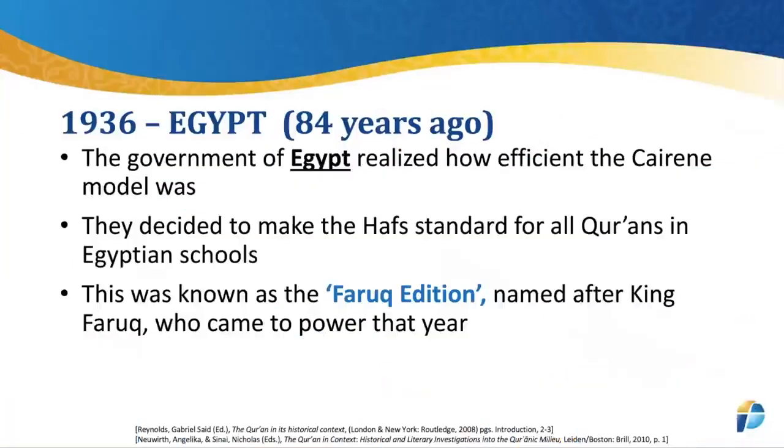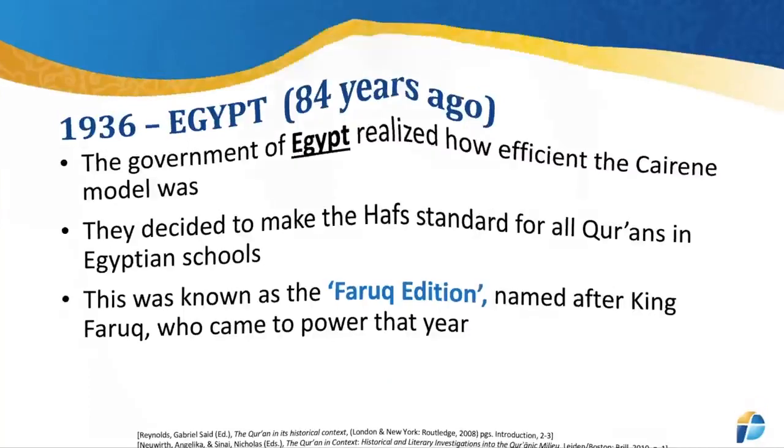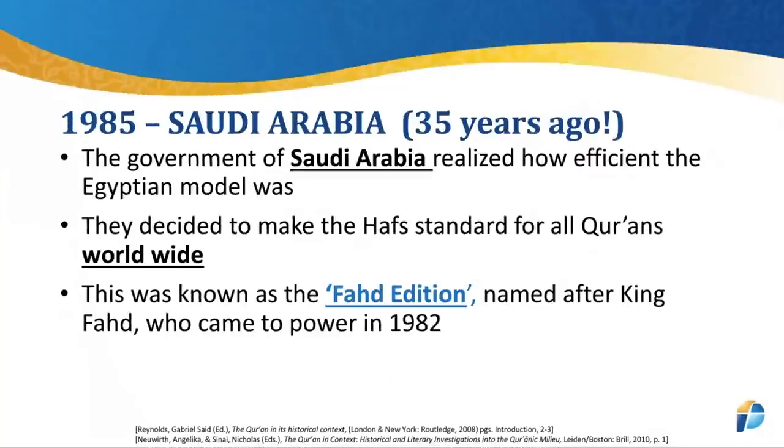We do know that, however, in 1936, about 12 years later, that Hafs Quran was chosen as the official Quran for all the schools in all of Egypt so that they could standardize their tests. That was in 1936. It was called the Farouk edition because it was named after King Farouk, who took power in that year.